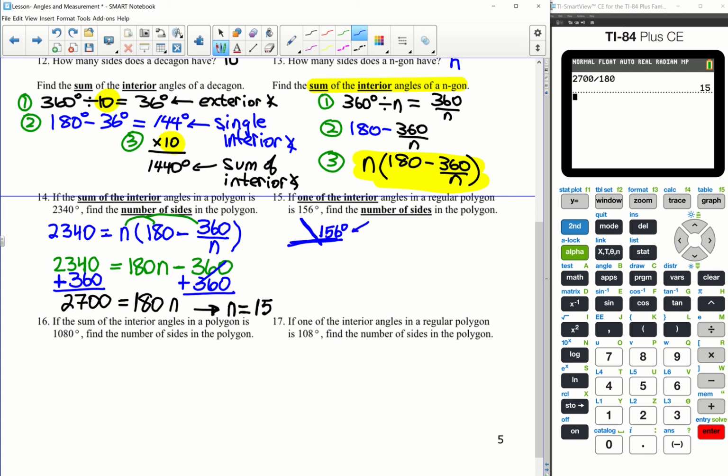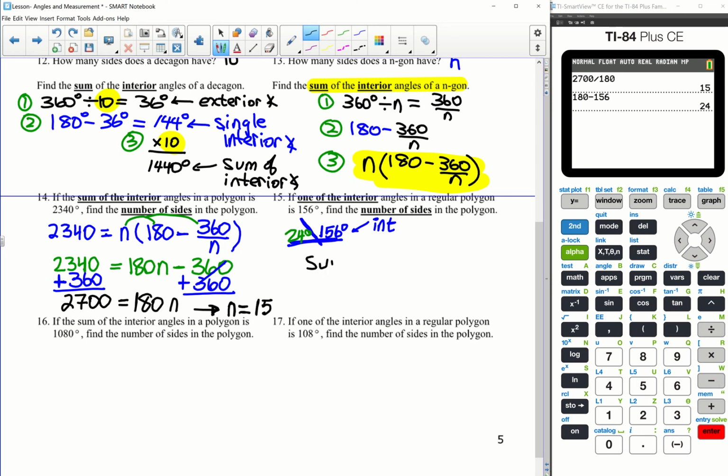So that's our interior. Then 180 minus 156 would give us the measure of the exterior angle, which is 24 degrees. All right, the sum of the exterior angles for any polygon is going to be 360 degrees.